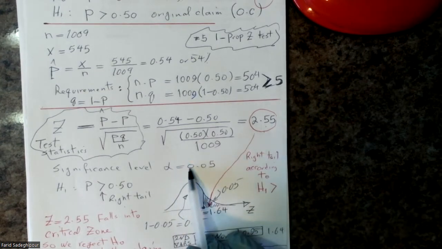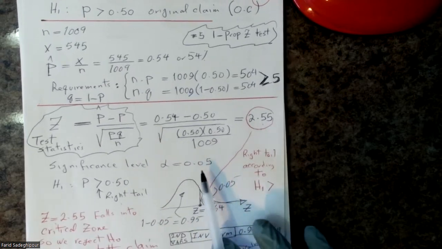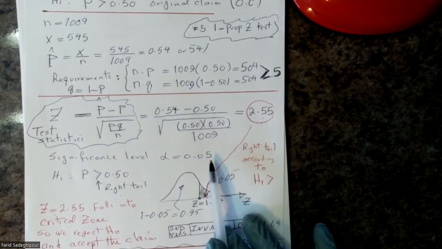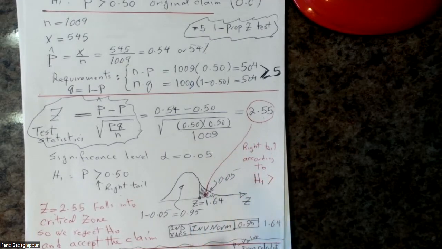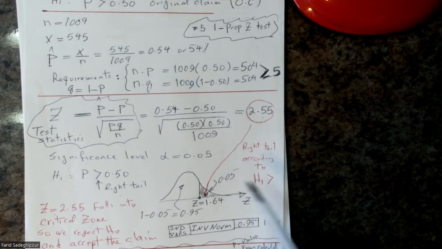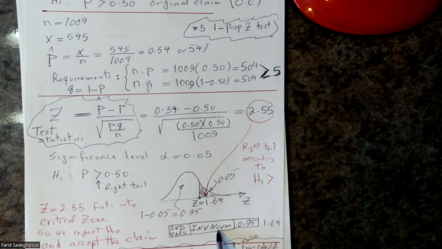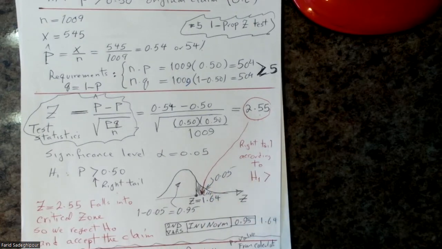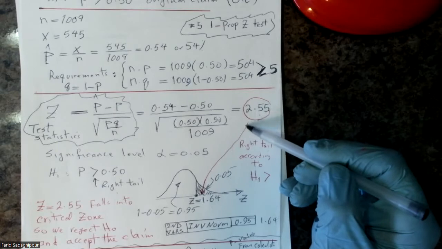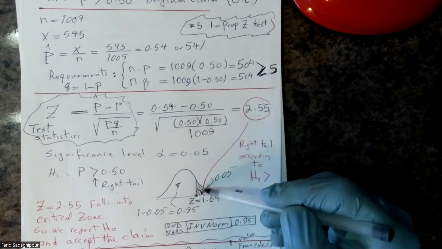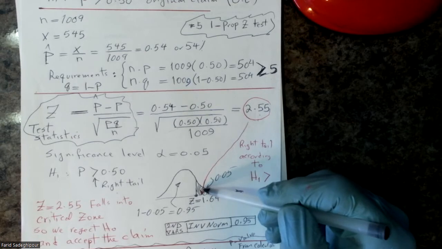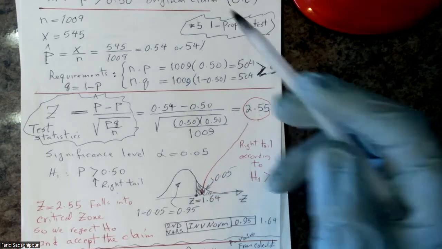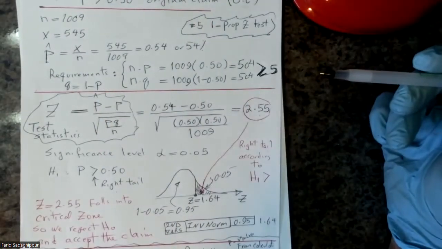Now, we need to find the z value for this significance level. The significance level given in the problem is 5%. So to find what z value we have for this 0.05, the best thing is to use the calculator. If the area is 5%, what is the z value? Second function, inverse norm, 0.95, that gives you 1.64. So 1.64 is the z value for 5%. Now, the rule is this. If the z statistic, which is 2.55, falls into the critical area, then we reject H0. It means we reject H0 and we accept H1. So that means we accept the original claim.